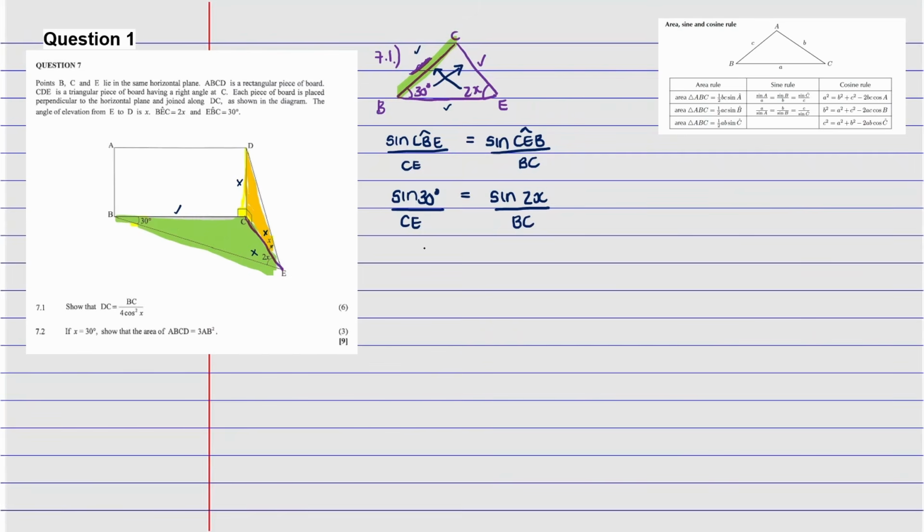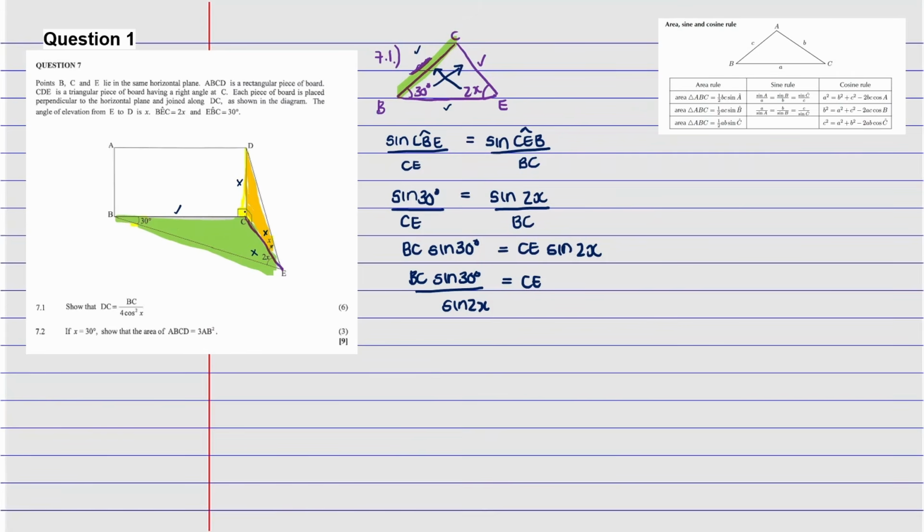So cross multiply: BC multiplied by sine 30 degrees equals CE times sine 2x. I want CE alone because that's the one that I want. So it's going to be BC times sine 30 degrees, divided by sine 2x, equals CE. So that part is sorted. We have that, so this part is equal to this value.